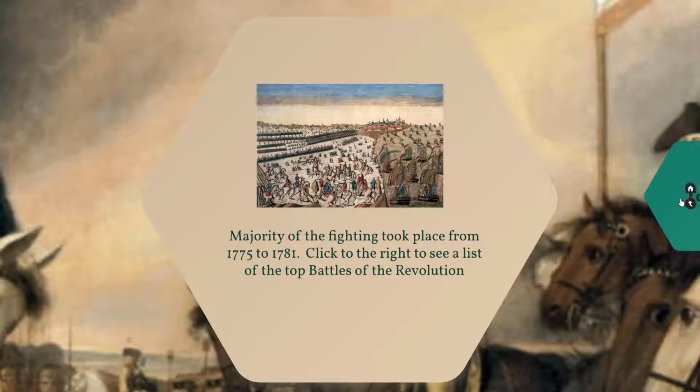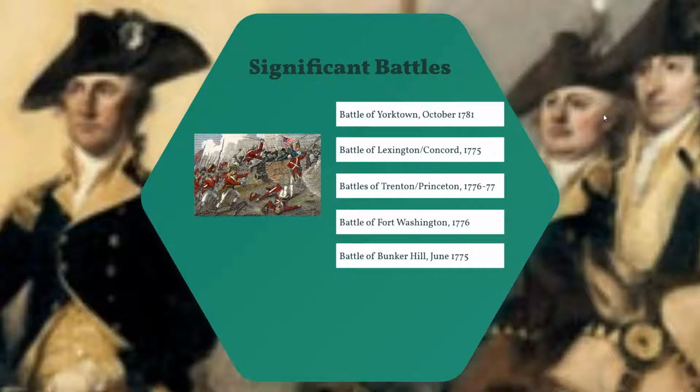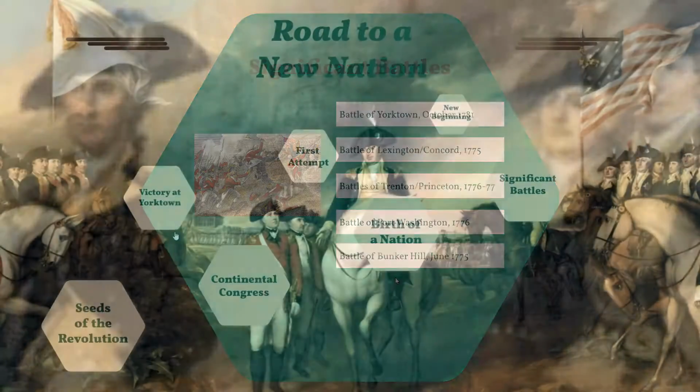We're going to click over here to look at just a few briefly. Now, there were many other significant battles that took place, but these are 5 of the top battles that made an impact on the war and ultimately decided its outcome. Battle of Yorktown, which we're going to look at in a second. Battle of Lexington and Concord, which was one of the first battles of the Revolutionary War. Battle of Trenton and Princeton, the Battle of Fort Washington, and the Battle of Bunker Hill.